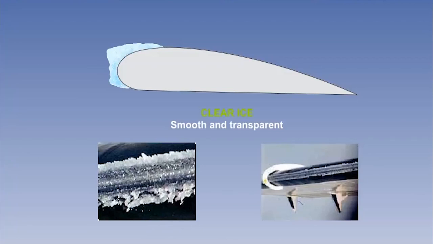Clear ice looks like glass and is mostly transparent, making it difficult to spot. This is because there is no air trapped inside. The freezing process is slow enough to allow the air to escape. This ice builds up in a laminar way, which increases its integral strength and makes it difficult to break and remove. On most occasions, though, it is unlikely that you will experience just one type of icing.